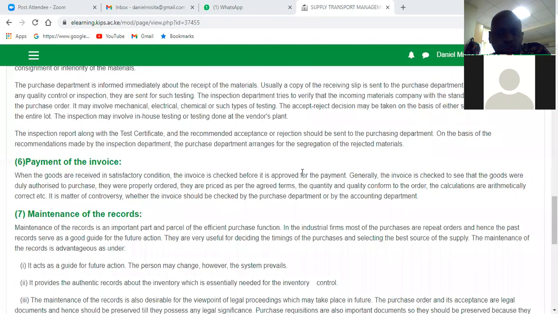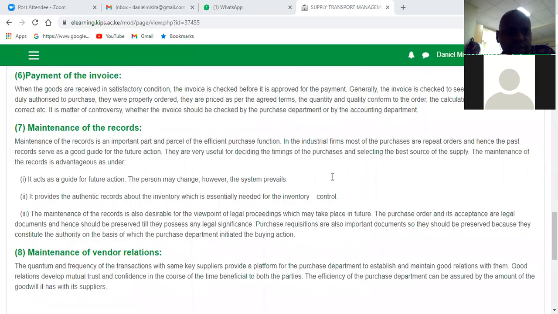Once the goods are in good condition, the next step is to ensure that you pay the supplier. And the next step is payment of the invoice. When the goods are received in satisfactory conditions, the invoice is checked before it is approved for payment. And the people in accounts are supposed to do that.